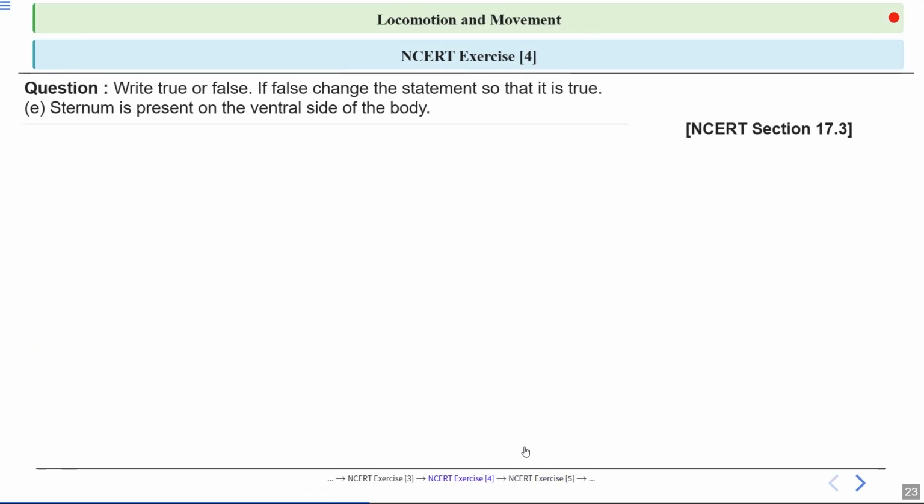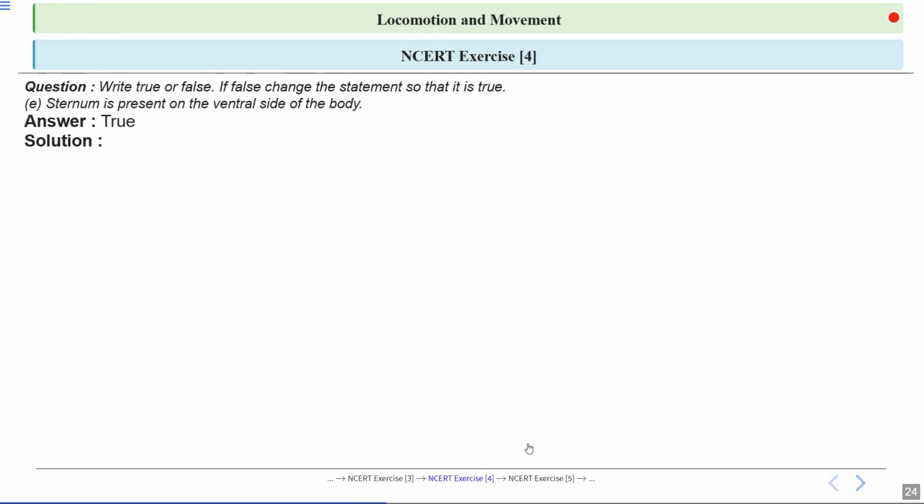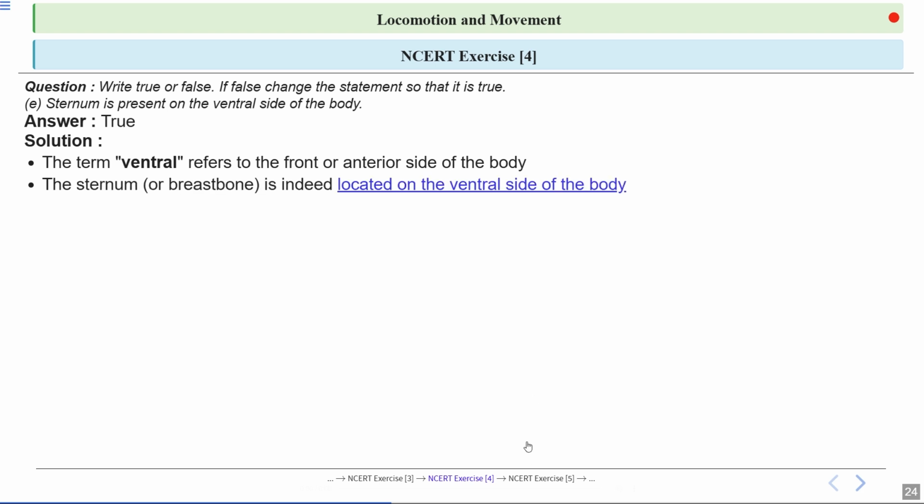Now this is question number 4, and this is statement E, and the statement is: sternum is present on the ventral side of the body. Let's see the answer. So this is true. Let's see why. Talking about ventral, in biology, ventral refers to the front, or we can say belly side of the body. For humans, that's the same side as your chest and stomach. So it's important to know these directional terms because they help us describe where organs and bones are actually found in our body. Now let's focus on sternum itself.